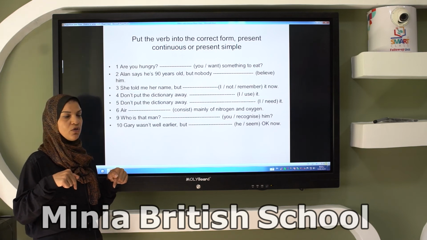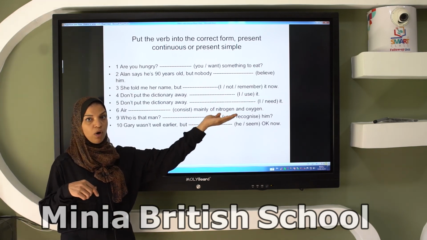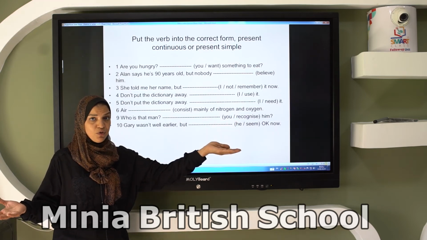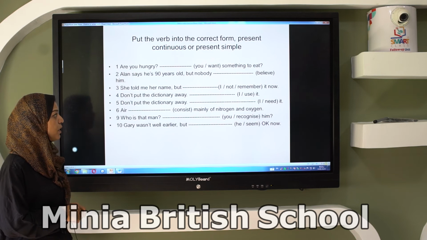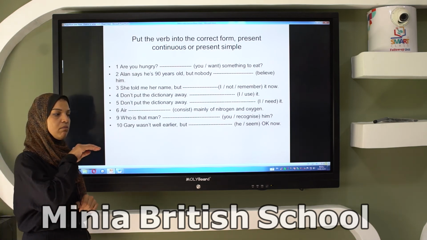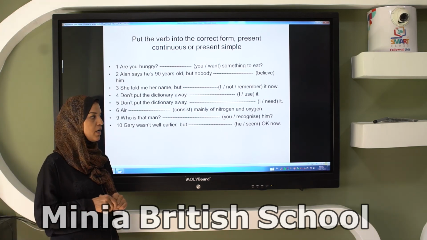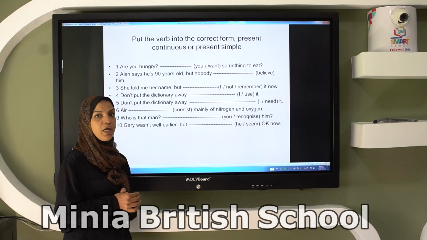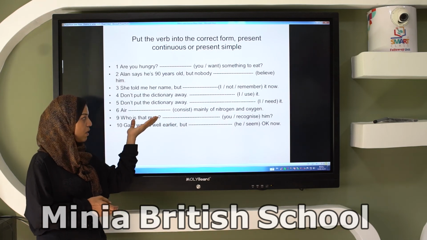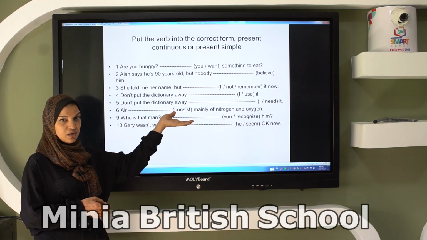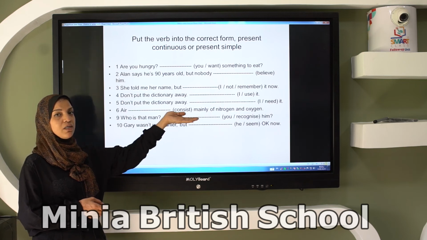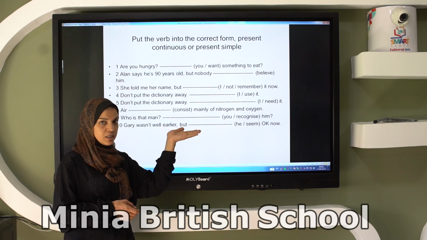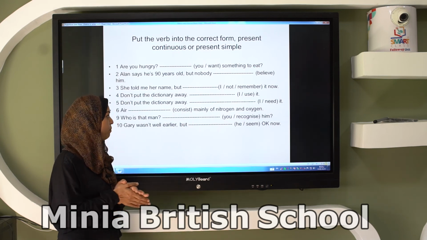Don't put the dictionary away, I'm using it. So use was not one of the verbs on the lists that I gave you, so it can be used in the present continuous form. Now, don't put the dictionary away, I need it. Definitely never say "I'm needing." Air consists mainly of nitrogen and oxygen. Definitely we use this sentence, consist, in the present simple because it's a fact. Away from that, consist can never come in the present continuous form.